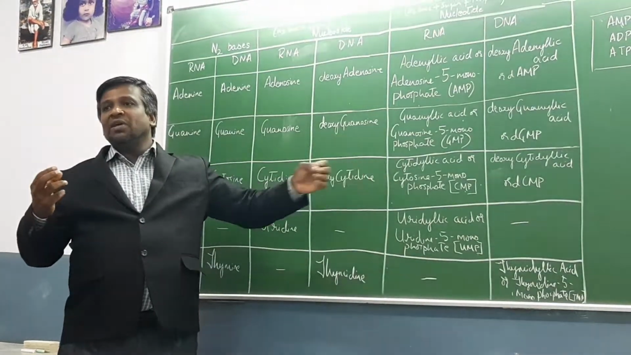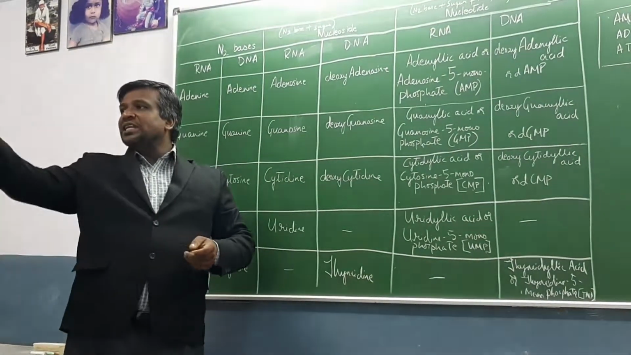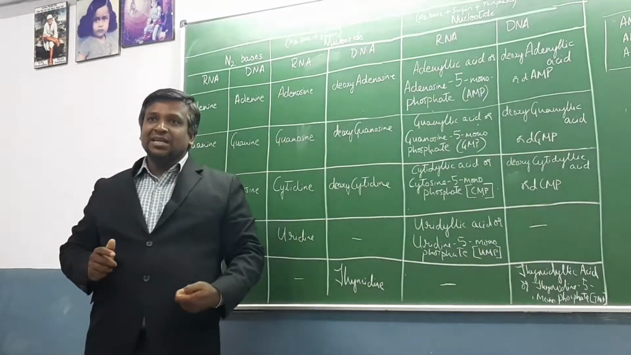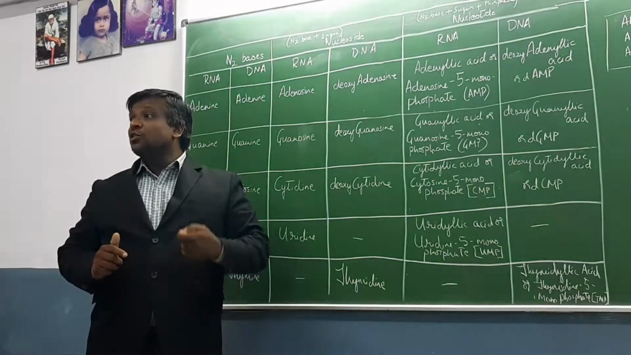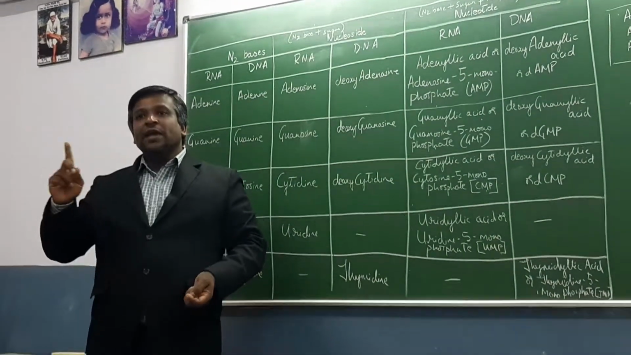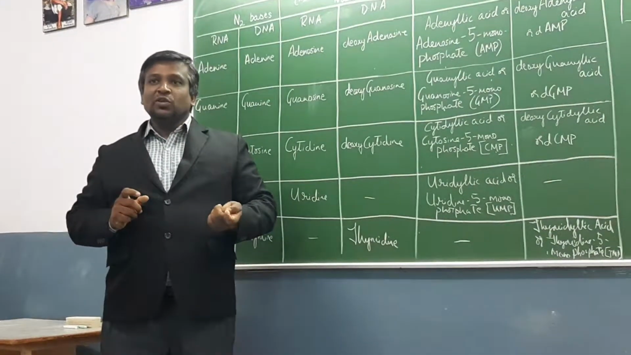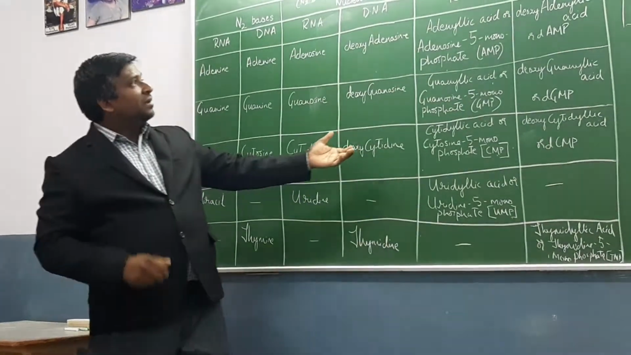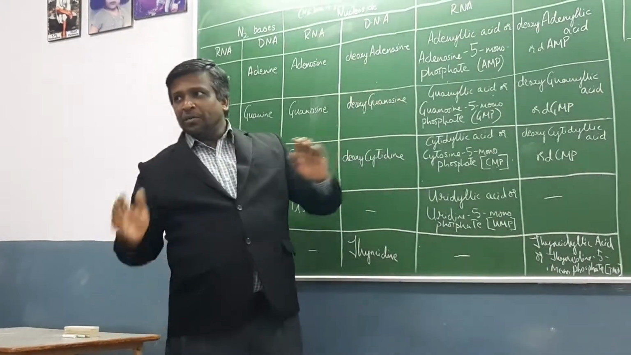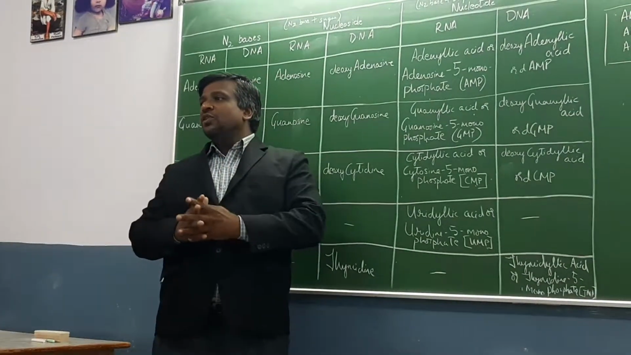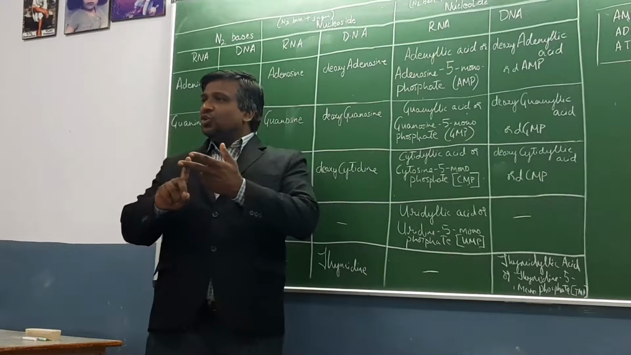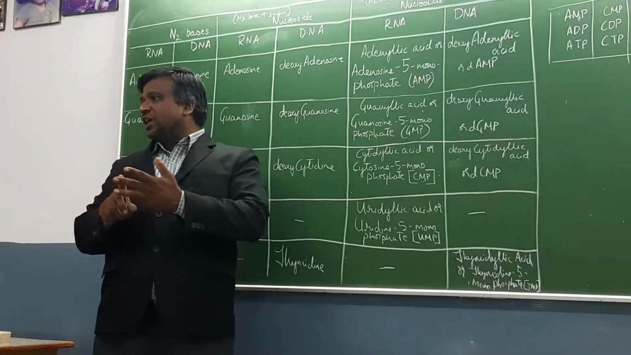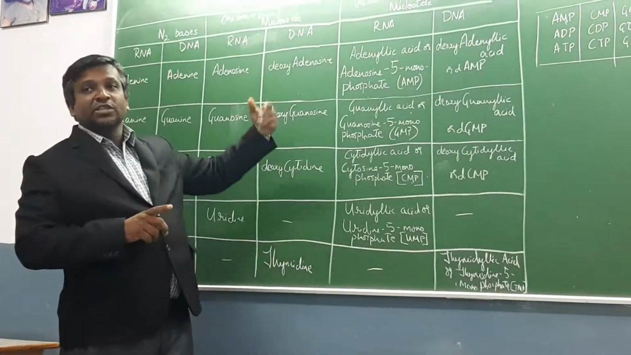Whenever I say adenosine, you should understand I am talking about a nucleoside. Whenever I talk about adenylic acid, or say adenosine monophosphate, then I am talking about a nucleotide. You should be able to recognize that. That is the intention of this tabular column. Next is the composition of nucleotide. What are the components of a nucleotide? Nitrogenous base, sugar and phosphate group, or nucleoside and phosphate together.